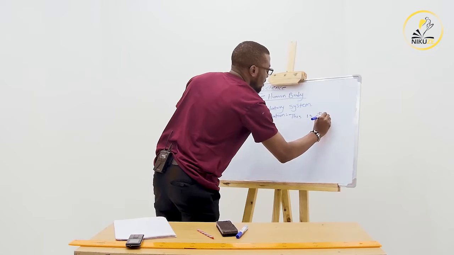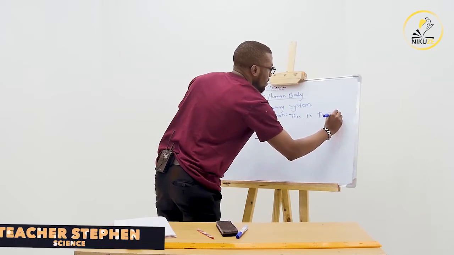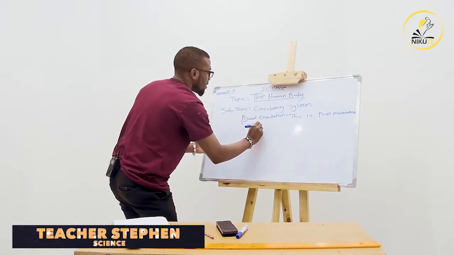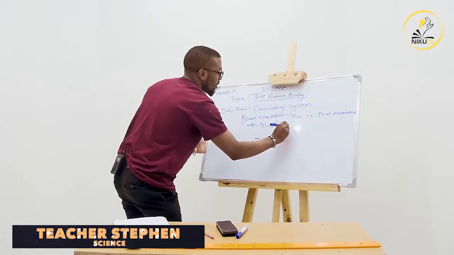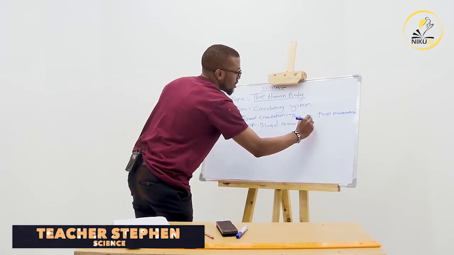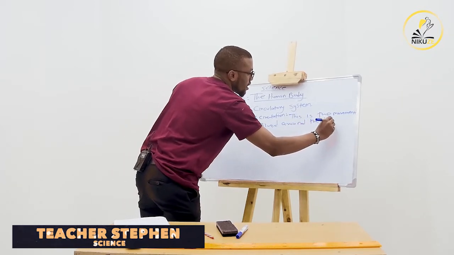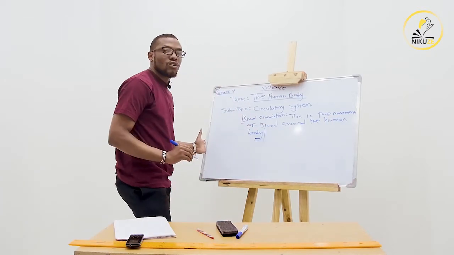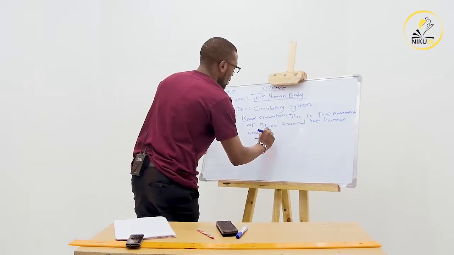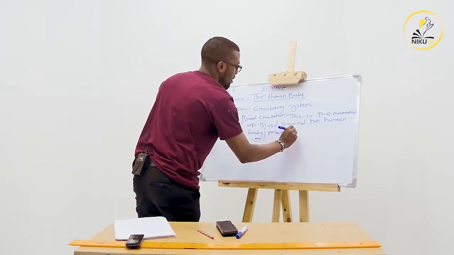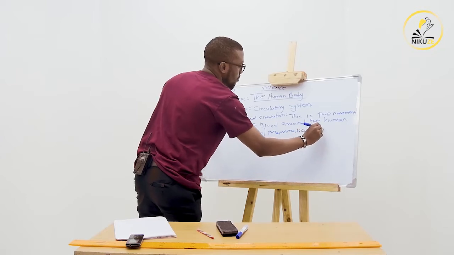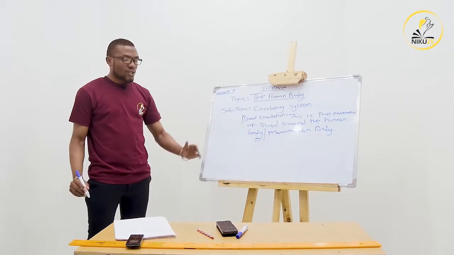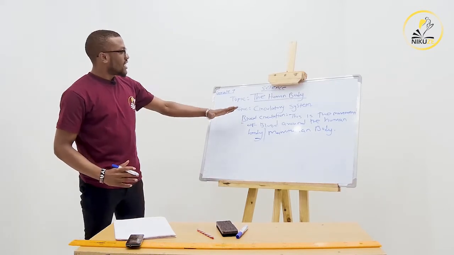This is the movement of blood around the body, around the human body, or you can also talk of mammalian body. So once you get the blood circulation now, we can move to the circulatory system.